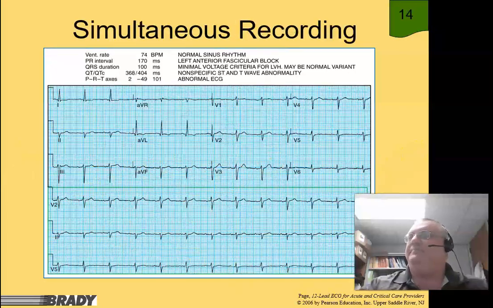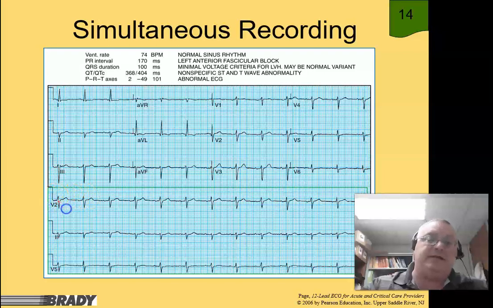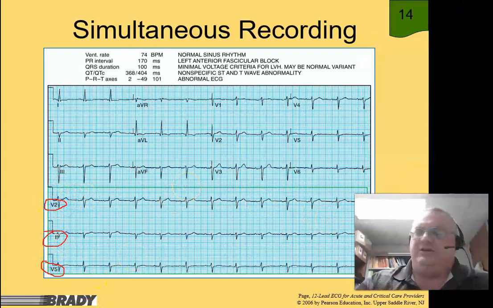You really should not. Now, again, there's simultaneous recording. The last 3, these are in line. They pick whatever lead that they want to have here. It can be any, they can preset it, guys, anything. They can set it to aVR if they wanted to. Kind of useless, but they could do that. All right.